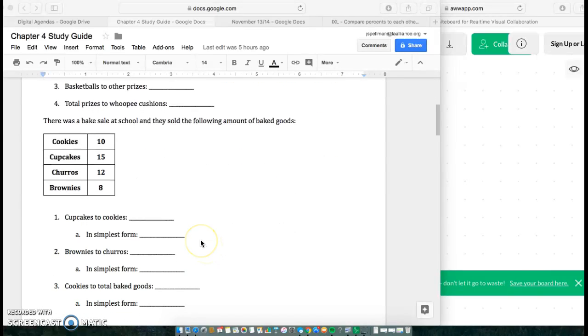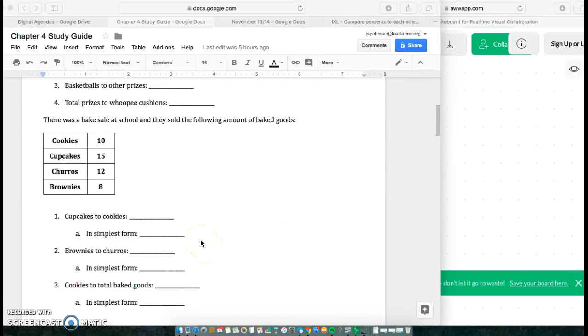This one here just presents your information in a little bit different format in a table, but it is the same thing. But here it does ask you for simplest form, so I will do an example of simplest form if you can't remember what that is. It says there was a bake sale at school and they sold the following amount of goods: 10 cookies, 15 cupcakes, 12 churros, 8 brownies. So the first ratio is cupcakes to cookies. So I have 15 cupcakes to 10 cookies.